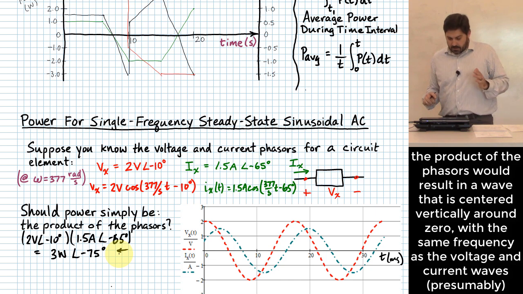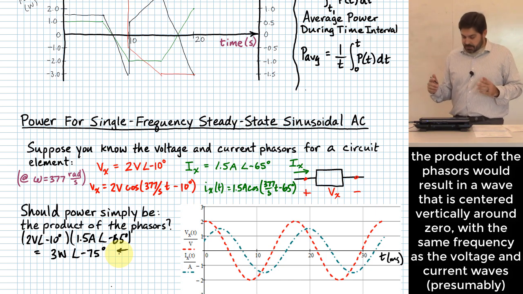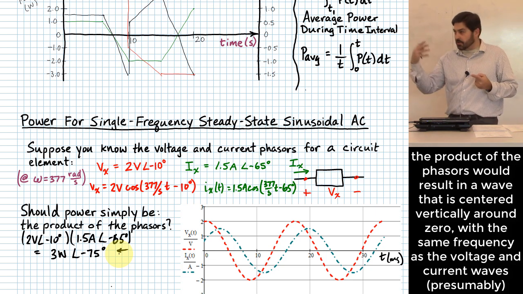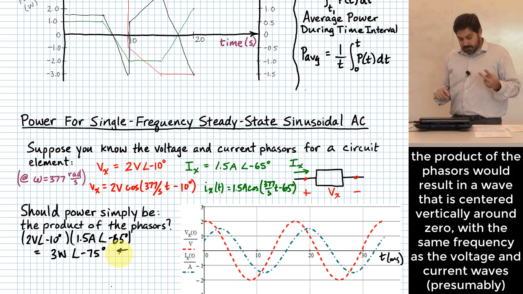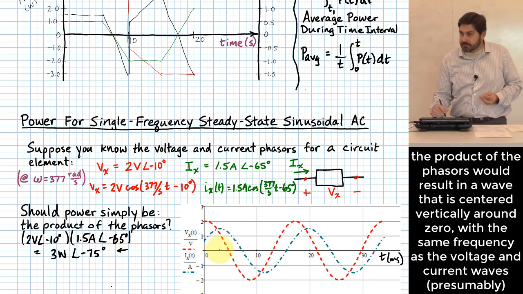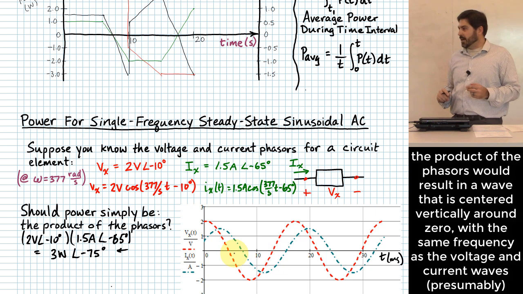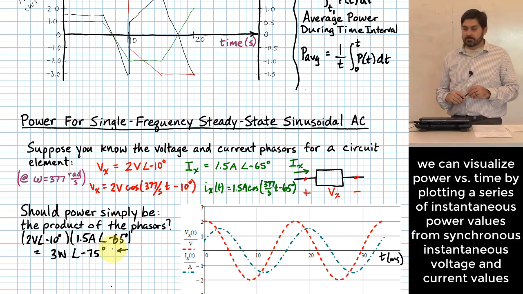Right? If it worked like everything else, it's going to have a frequency that is going to be the same, right? If it worked like how our other circuit analysis did, we're not worried about the frequency side of it. It would look just the same, and we would have a wave that would be centered on 0, right? That's what would be implied by just multiplying these phasors together like this. Well, is that how it really works?